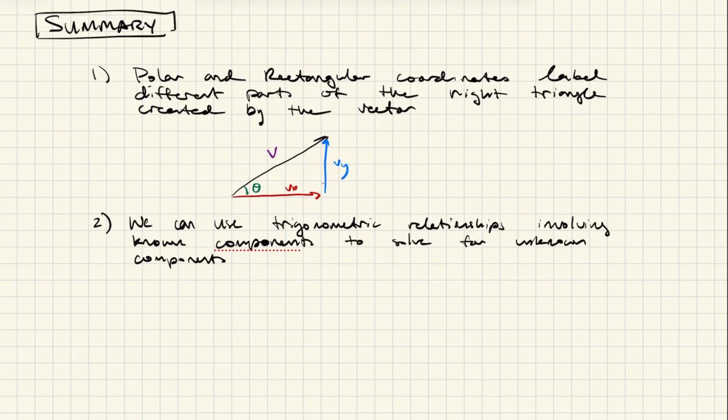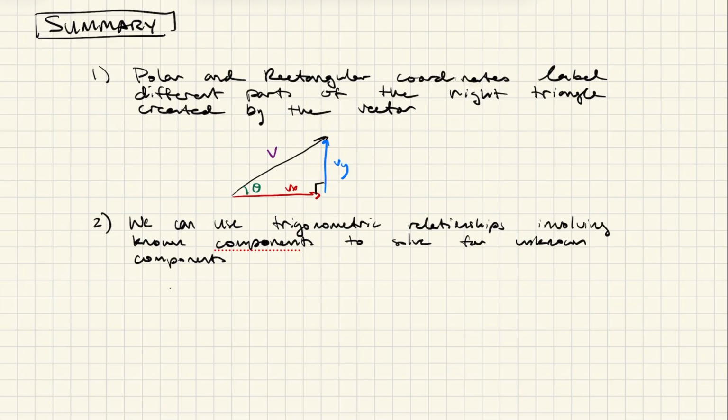The reason we know this has to be a right triangle, once again, is because we start with an orthogonal basis. In other words, we know that x and y are perpendicular to each other, so there's always going to be a right angle here between the components. The second thing we saw was that we can use trigonometric relationships that involve the known components to solve for the unknown components, right? We had that four-step process that involved looking at the knowns and unknowns, and picking out the trigonometric relations that relate the two knowns to the other coordinates that we want.